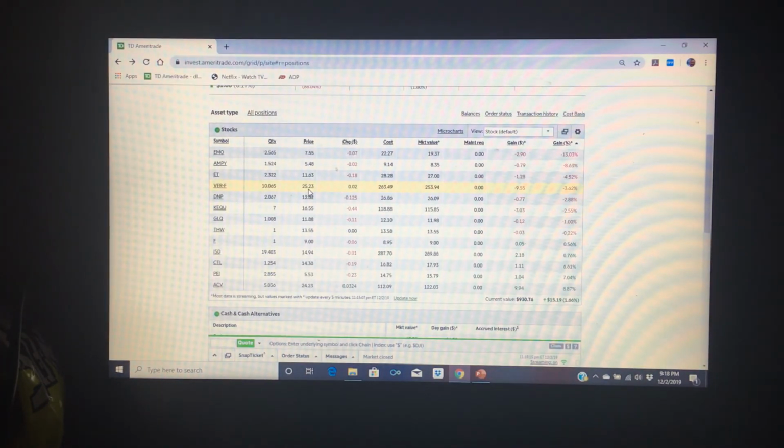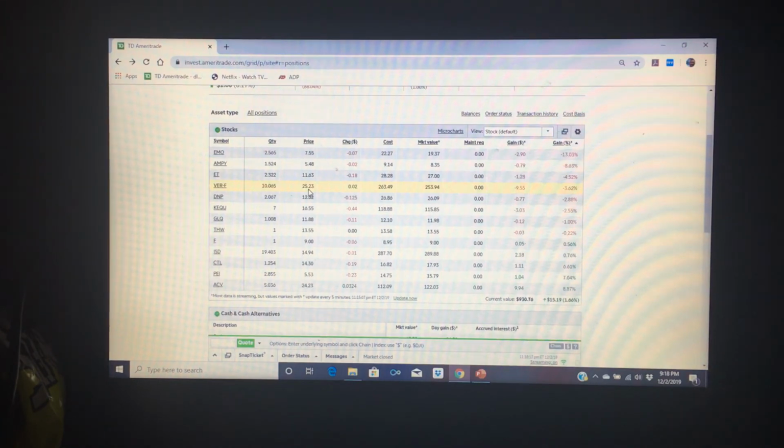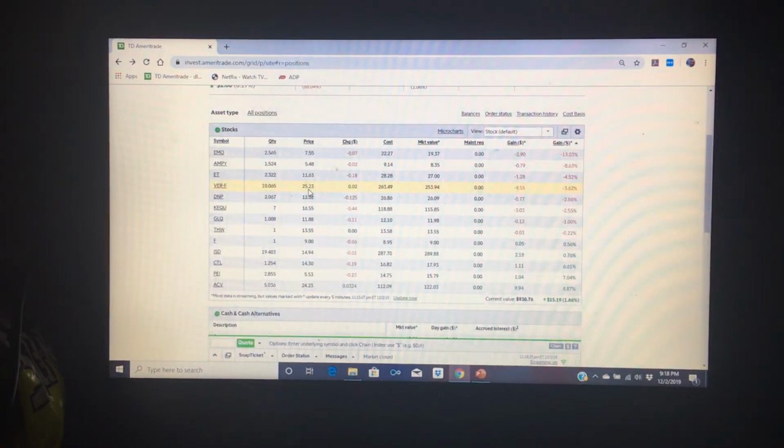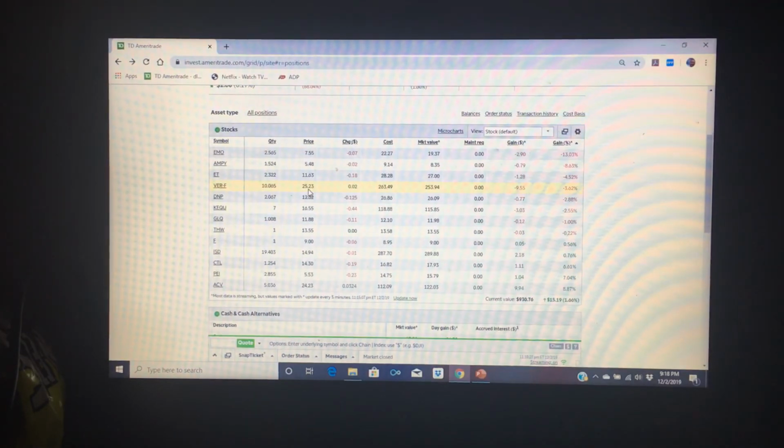I see, I need to reset this. There's a setting on here, and I'll reset it for the next video. It'll show you what you paid per share and what it's actually trading at per share. And you can see that there's a separation. If it's gone down, you buy more shares.